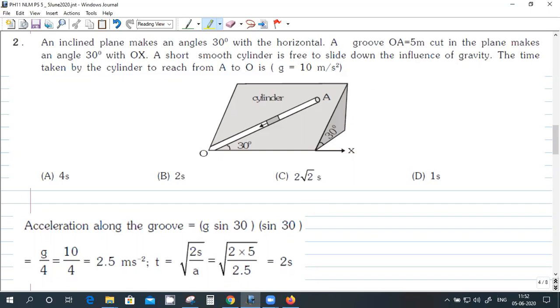So this acceleration is given, right? Along the groove, g sin 30 into sin 30. You have to understand how he's getting this one. So how do you explain this? What are the forces acting on this mass? There is a cylinder here, right? So what are the forces acting on it? Sir, weight, and some normal reaction, normal force.